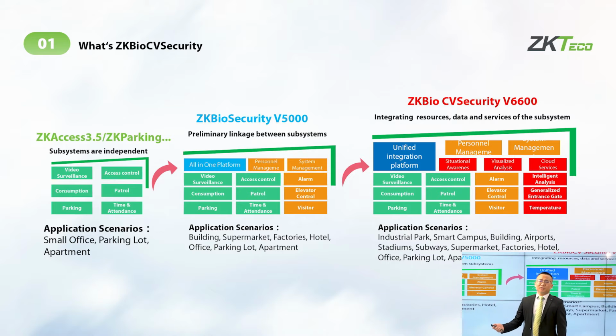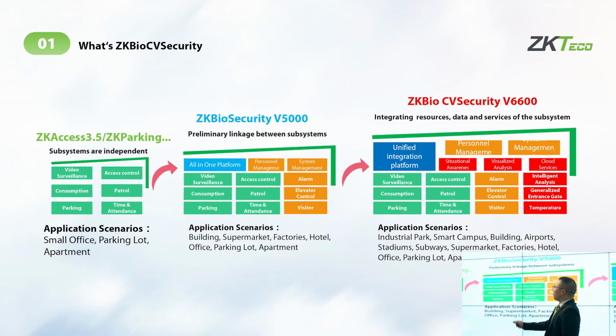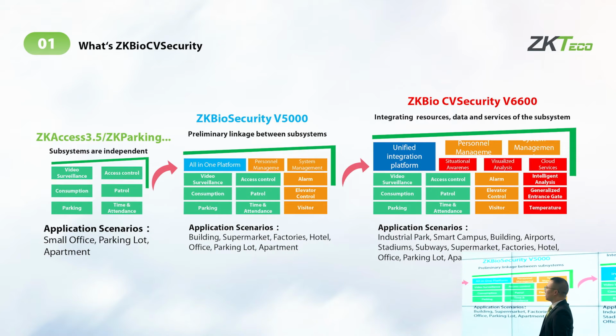The second generation we call the ZKBio security. Everybody knows the first version. I remember in 2016 we released the first version of ZKBio security. At that time it had only four modules: access control, time attendance, parking, and also vehicle management. The third generation we call the ZKBioCV security, which is the main topic today.